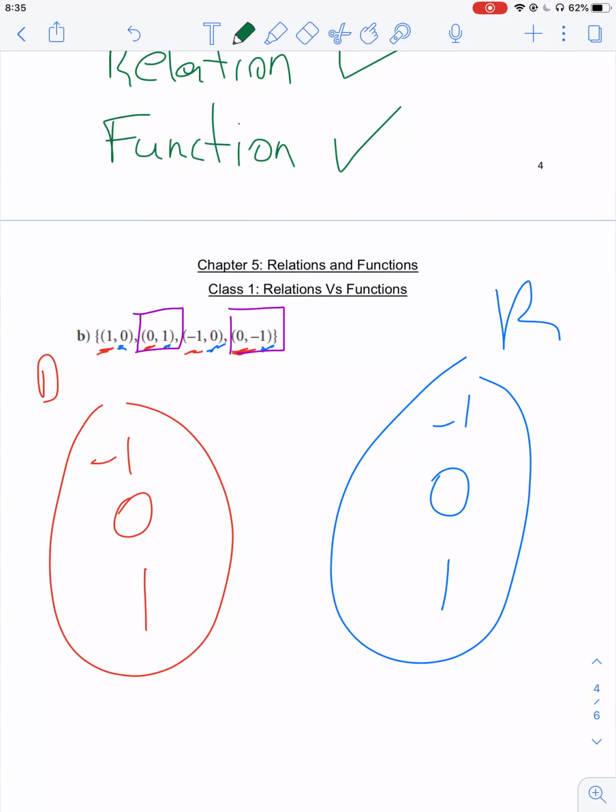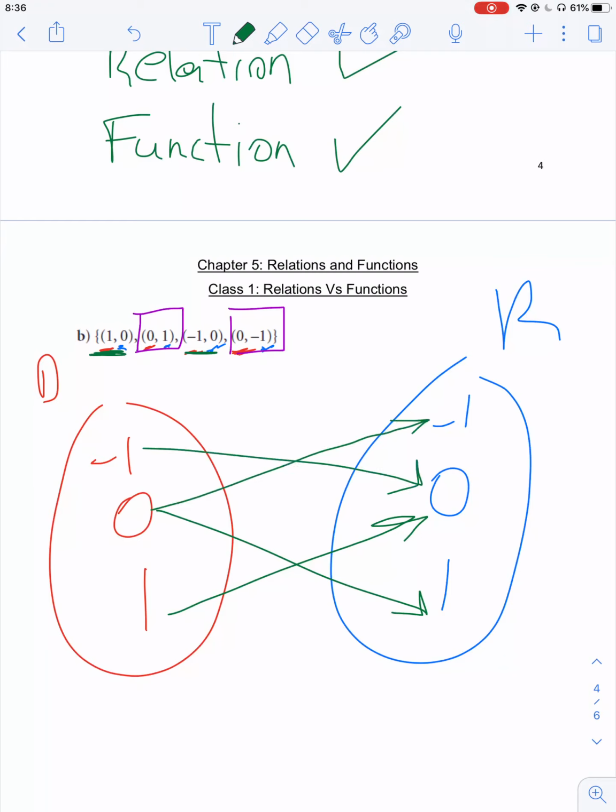Okay, so let's draw this out, and I'll point out what the problem is. Actually, you know what? Let me, because I'm gonna get confused. So I'm just gonna start from left and then go to right. Okay. So what's the first one? So the first one over here tells me that 1 is associated to 0. So let's do that. And then the next one tells me that 0 is associated to 1, and then -1 is associated to 0, and then 0 is also associated to -1. Okay, and this is the problem over here.